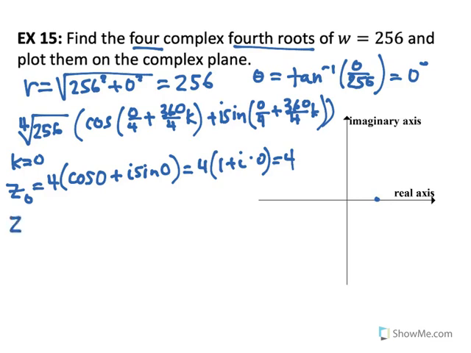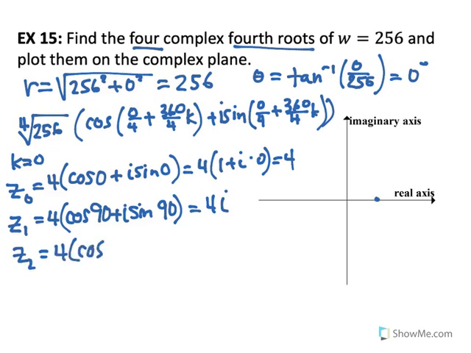So we're going to do the same process for our next value. Now our k value is 1. So when I substitute 1 in here, 360 divided by 4 times 1 is just 90. So I get cosine of 90 plus i sine of 90. And I can do the same process. You're going to see what happens here. This just becomes 4i.